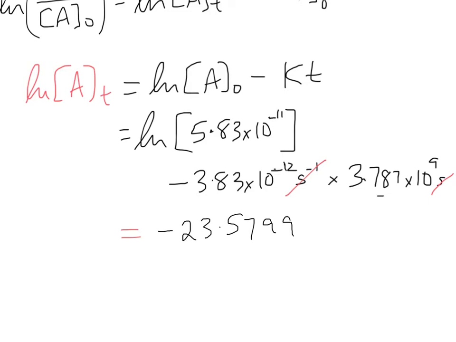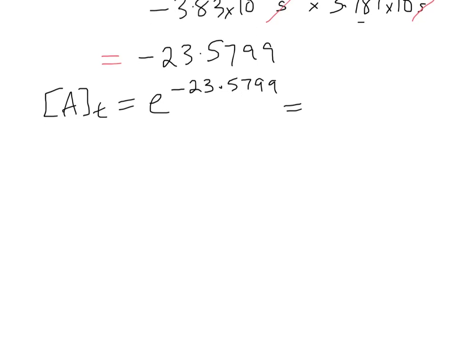We want to get rid of the log, so we anti-log, and poof. That means we take e to the power of the right-hand side, e to the power of negative 23.5799. And if you calculate that, it's a very small concentration. Let's do that on the line below. And it is 5.75 times 10 to the minus 11. And that's a concentration, so that's moles per liter.